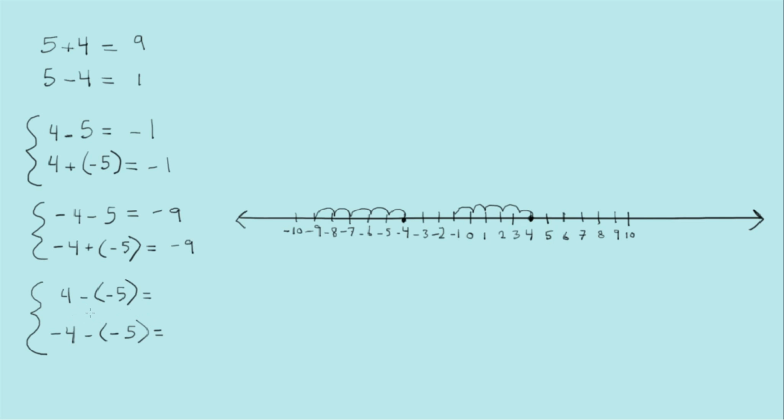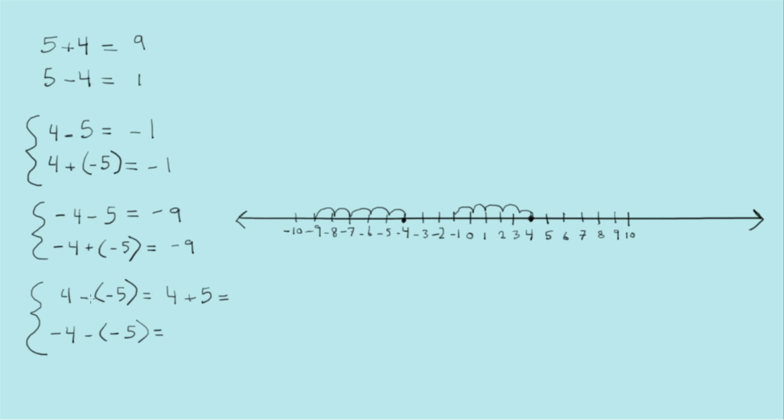Last set of problems, I'm subtracting a negative number from a positive number. And if you think about this logically, if I subtract a negative number, it's the same as adding a positive number. And the way I like to think of this is, every time I have two negative signs right next to each other, those two negative signs just combine and create one positive sign. That's probably the easiest way to think about these problems.